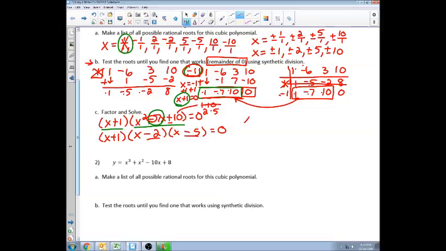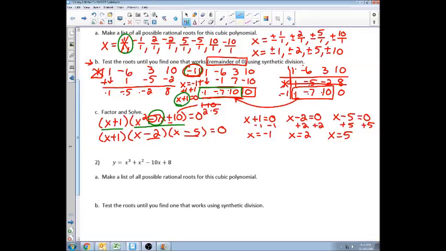Well, I'll set each parenthesis equal to 0. So x plus 1 equals 0. X minus 2 equals 0. X minus 5 equals 0, okay? Subtract 1, x equals negative 1, add 2, x equals positive 2, add 5, x equals positive 5.